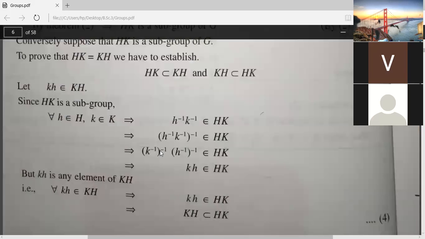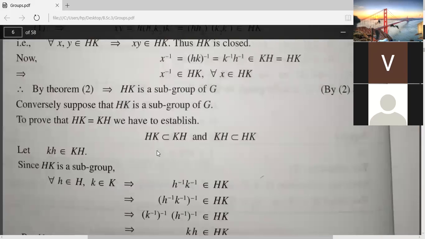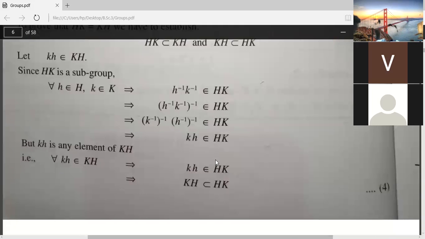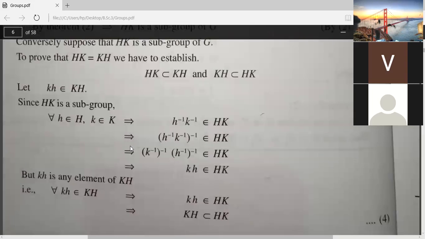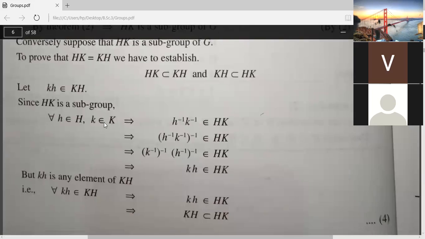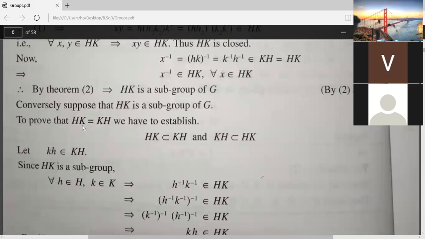Then you have to prove HK is equal to KH. Now, HK is a subgroup, which means you take any element h belongs to H, k belongs to K, and you can write h inverse, k inverse belongs to HK; you are taking this by convenience. What you have to prove is that an element belonging to HK also belongs to KH, or an element of KH also belongs to HK. Then you can add this.